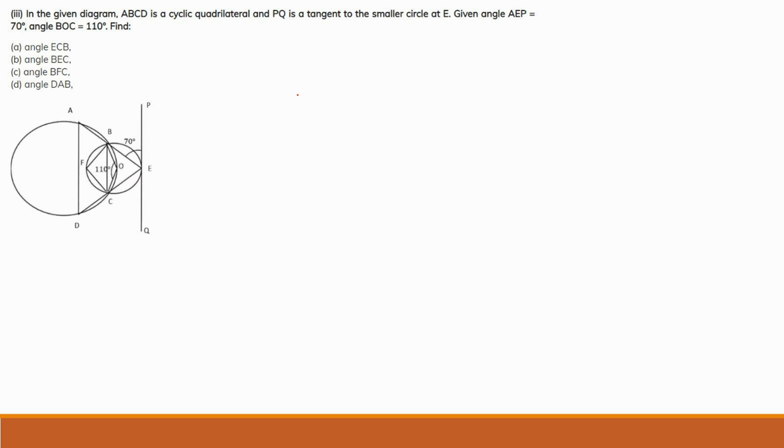Okay. So angle ECB is equal to the same thing, right? Angle AEP. Why? From what condition? Alternate segment, right? From alternate segment. So therefore, this is equal to 70 degree, right? Angle ECB, you found it as 70 degree.